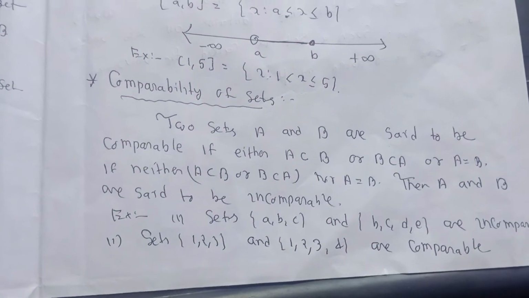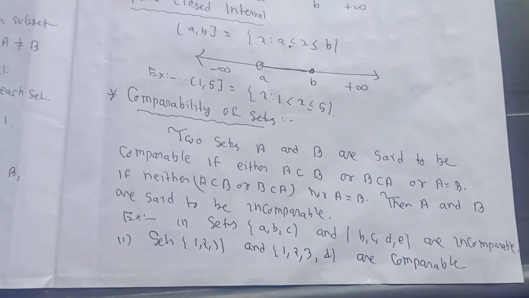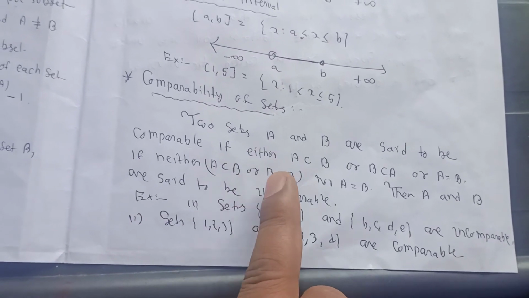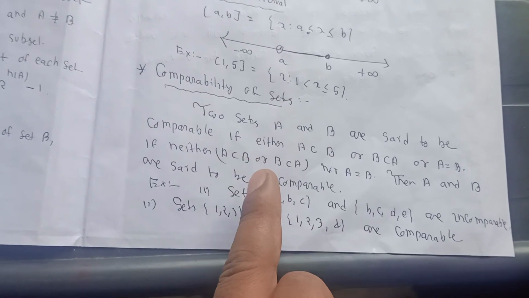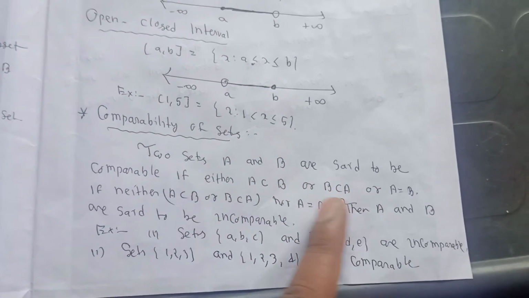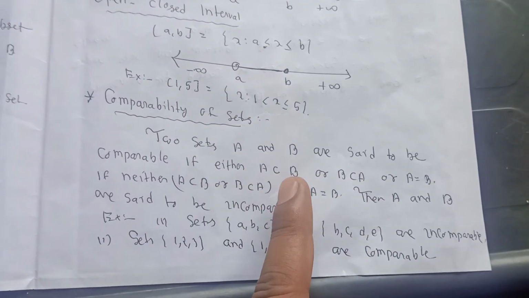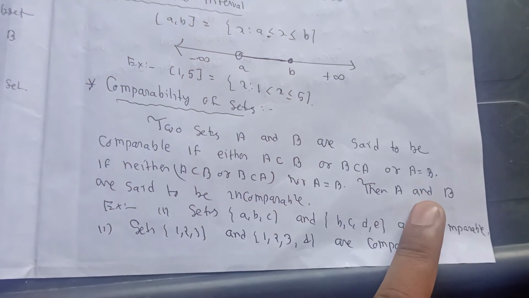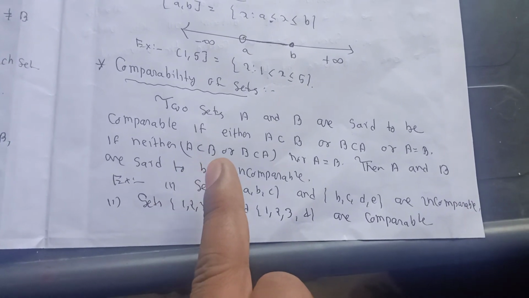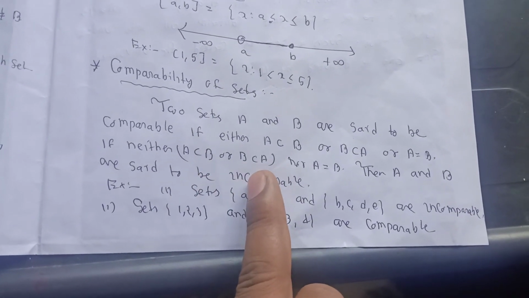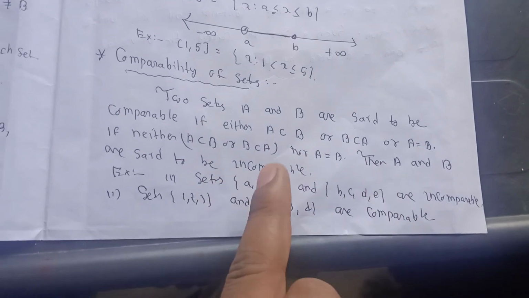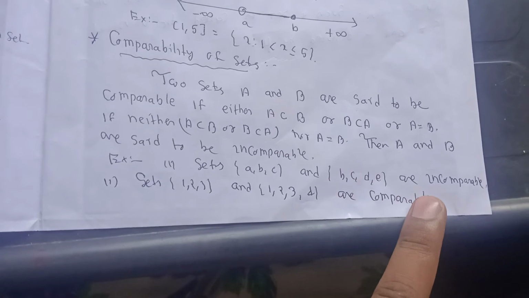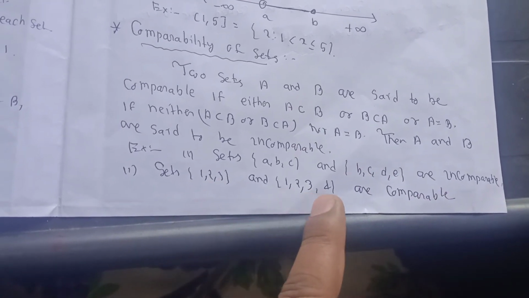Comparability of two sets: A and B are said to be comparable if either A is a proper subset of B, or B is a proper subset of A, or A is equal to B. If neither A is a proper subset of B, nor B is a proper subset of A, nor A equals B, then A and B are said to be incomparable. For example, {A, B, C} and {B, C, D, E} are incomparable, but the sets {1, 2, 3} and {1, 2, 3, 4} are comparable.